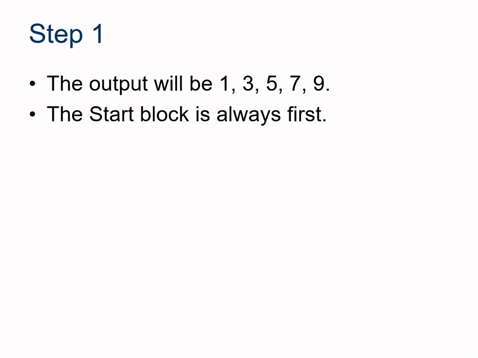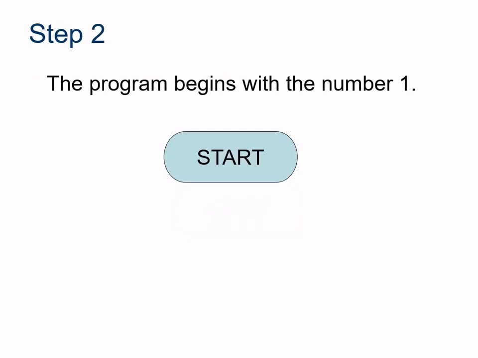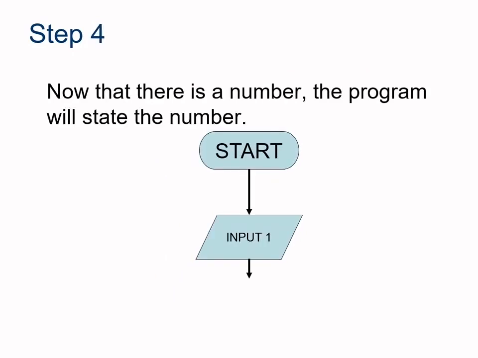Well, the output would be 1, 3, 5, 7, and 9, right? Those are the odd numbers that are between 1 and 9, including 1 and 9. And the start block is always going to be the first one. So let's start with the start block. All right, very good. So there's our start block. We're off to a great start. What are we going to do next? Well, the program has to begin with the number 1. So let's go ahead and do that. We're going to put a parallelogram there and input the number 1. Next step. Well, it's the process of actually saying that number, right? The computer needs to say that number for us. So we're going to put that as a process of what the computer is going to do next.